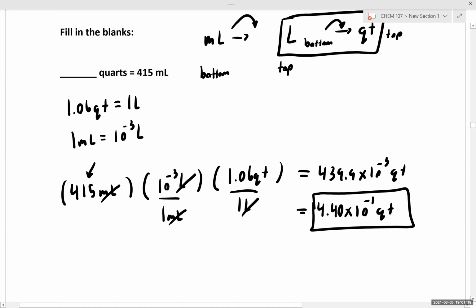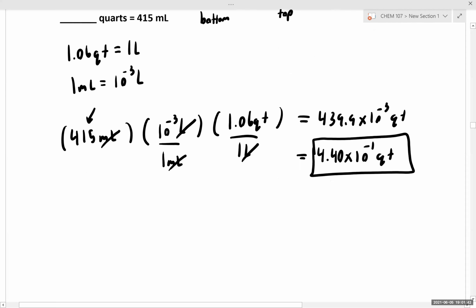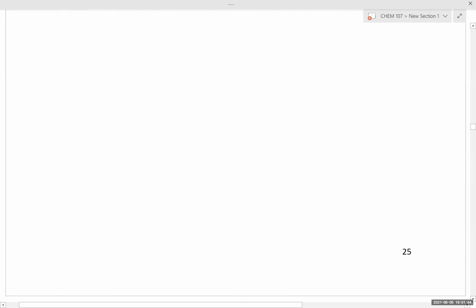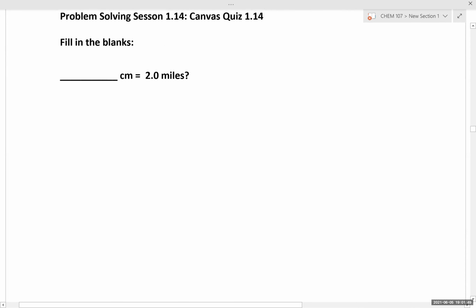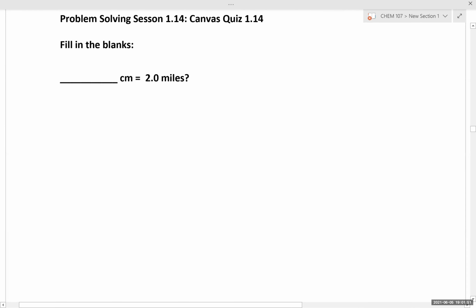So as you can see, when you're dealing with multi-step English to metric conversions, you want to find the bridge between English and metric units, and then fill in the gaps using your known metric to metric or English to English conversion factors. So we've seen 2 examples of English to metric conversions. Let's try to now apply what we've learned, and let's work through the following problem-solving session example.